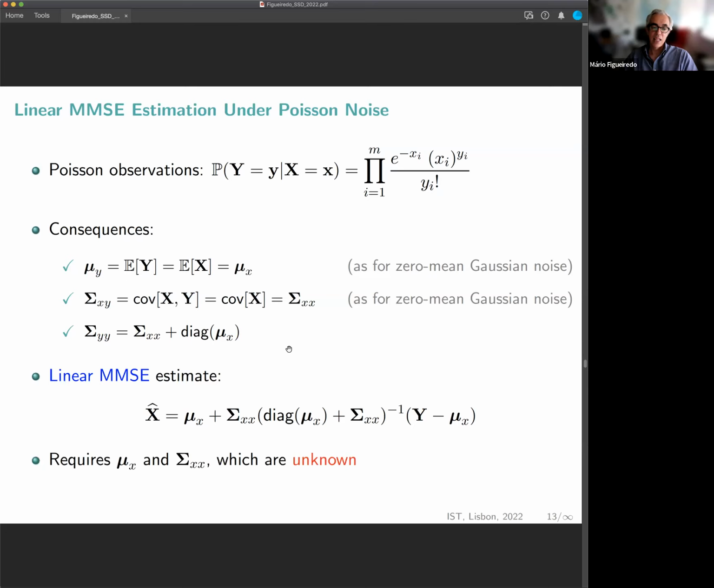However, this is easier said than done because, of course, you don't know the mean of x, and of course, you don't know the covariance of x because you don't know x.